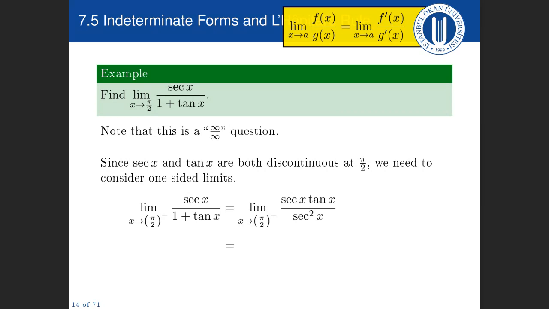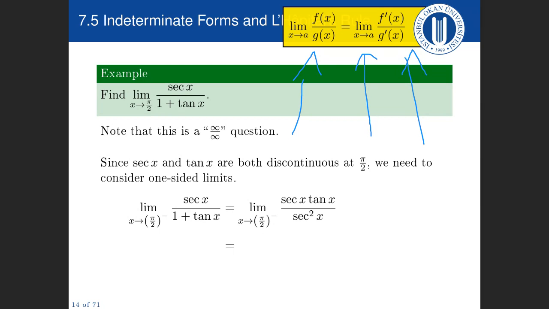So first of all, let's look at the left limit. The limit as x tends to pi over 2 from the left of sec x over 1 plus 10x. We have infinity divided by infinity, so we can use L'Hopital's rule. We can use the formula in the yellow box. This tells us we're allowed to differentiate the function on the top, and we're allowed to differentiate the function on the bottom. The derivative of sec is sec tan, and the derivative of tan is sec squared.